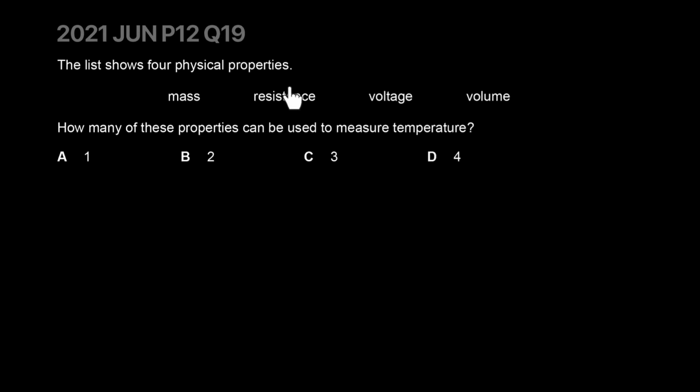The list shows 4 physical properties. We have mass, resistance, voltage, and volume. How many of these properties can be used to measure the temperature? Let's say you have like a metal wire at a particular length, right?